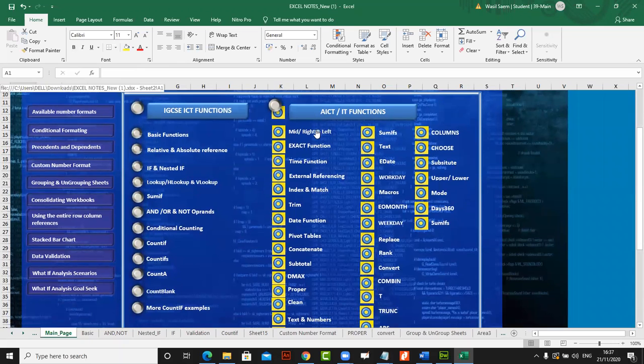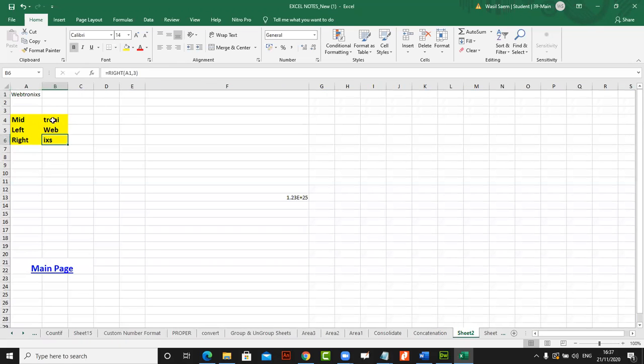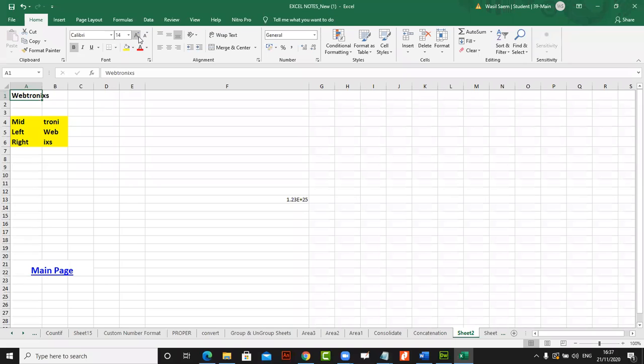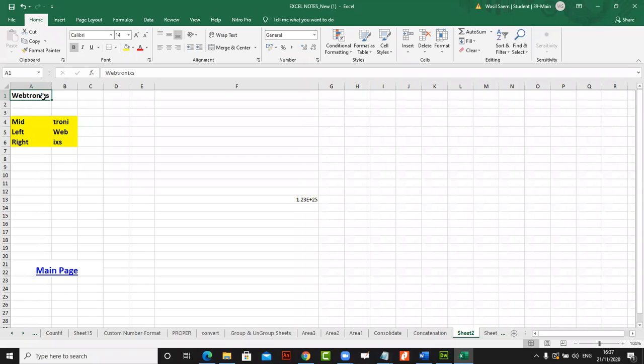The MID, RIGHT, LEFT functions are used if I want to extract a string. A string means when any number of characters are joined together. So if I use LEFT, I can split a string. A1, 3 means from the left hand side of this string, extract 3 characters. If I use RIGHT, I can extract 3 characters from the right hand side. And if I want to extract from the second till the second last, listen carefully, I use MID.